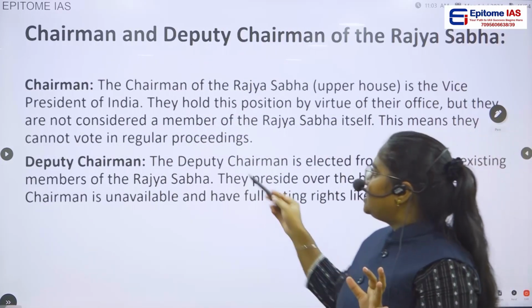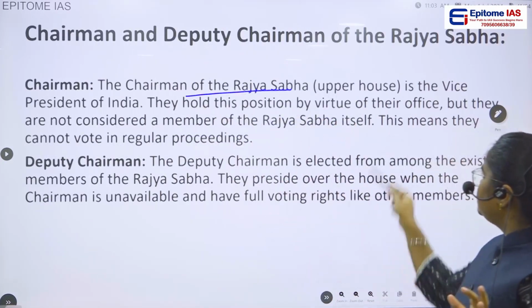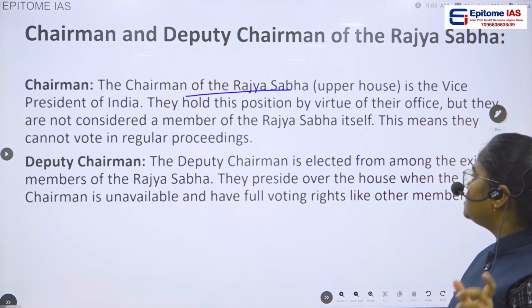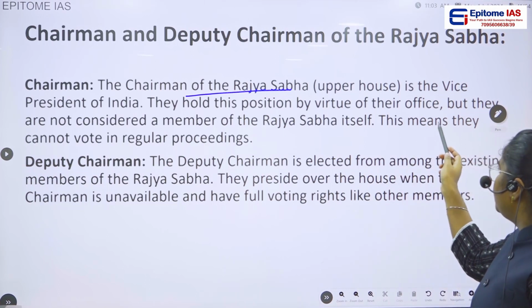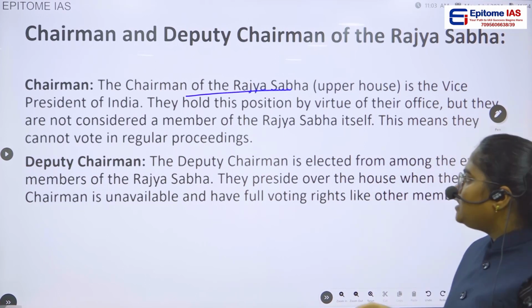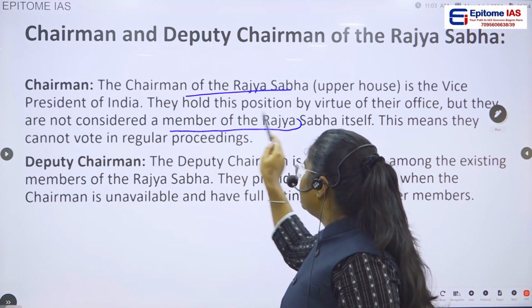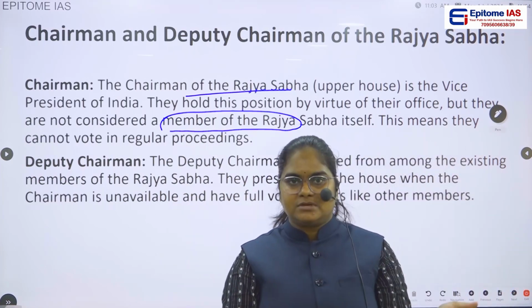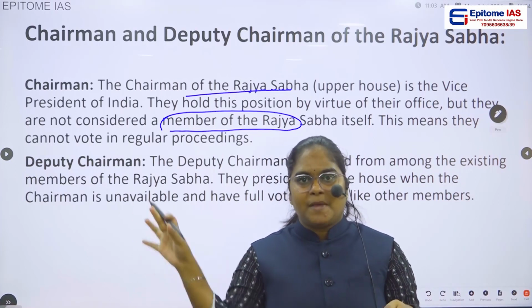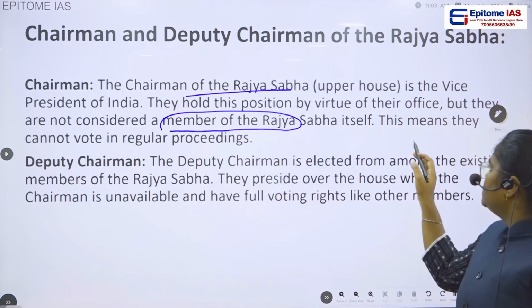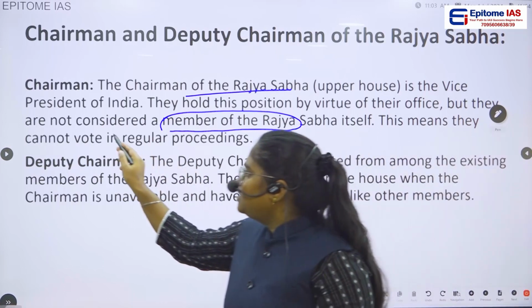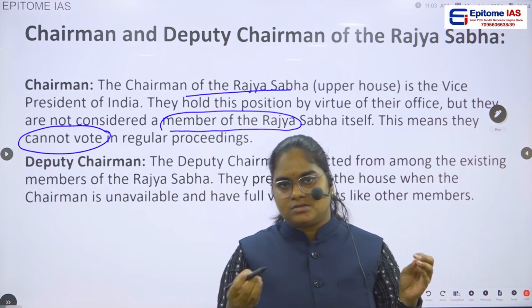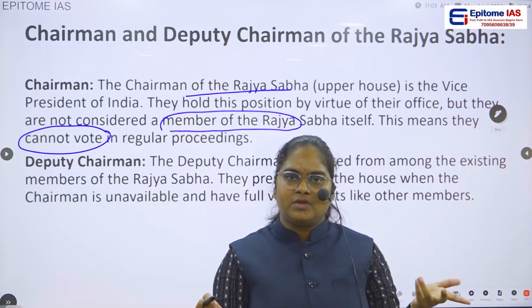So if you see here, the chairman of the Rajya Sabha, that is the upper house, is the vice president of India. They hold this position by virtue of their office, but they are not considered a member of Rajya Sabha. So this chairman of the Rajya Sabha is technically the vice president of India, and he is not a member of the Rajya Sabha. This means they cannot vote in the regular proceedings. In regular proceedings, the chairman of the Rajya Sabha does not have the voting right.